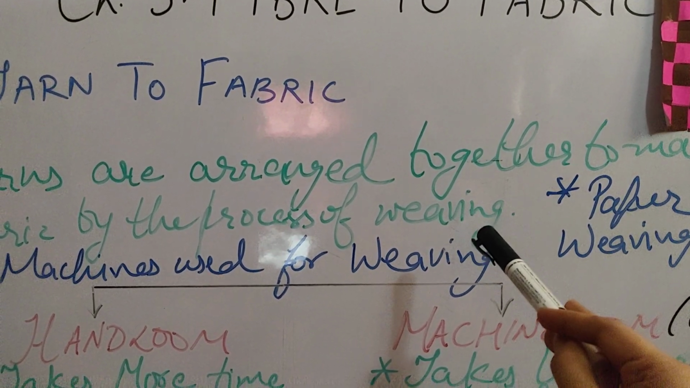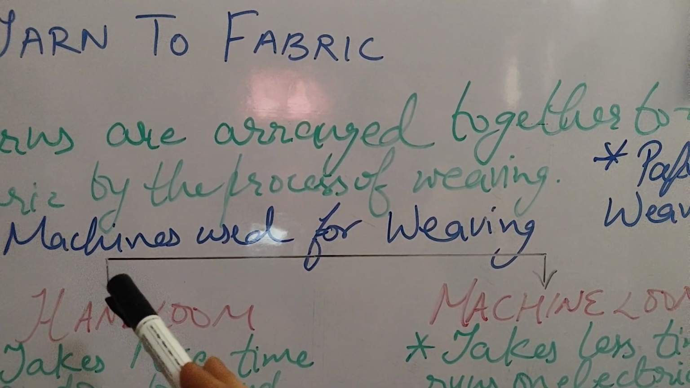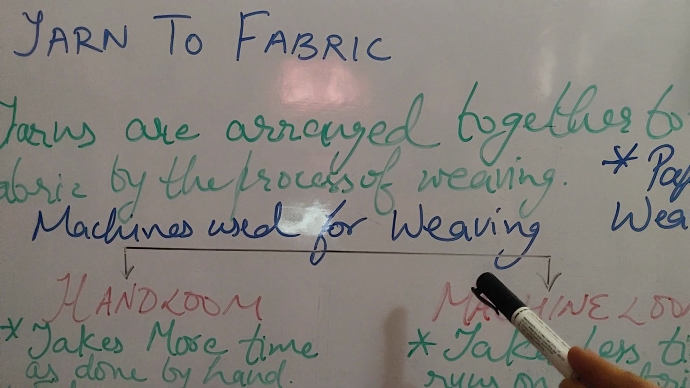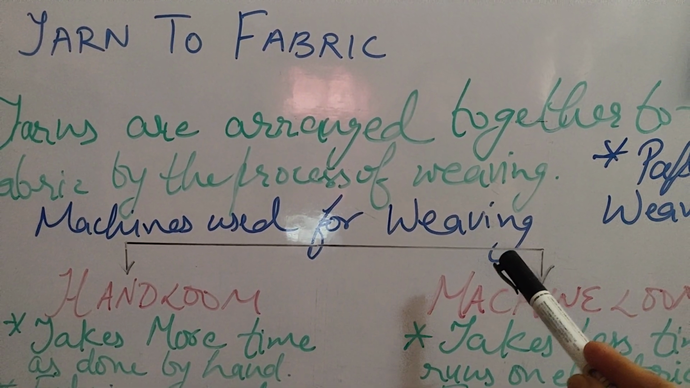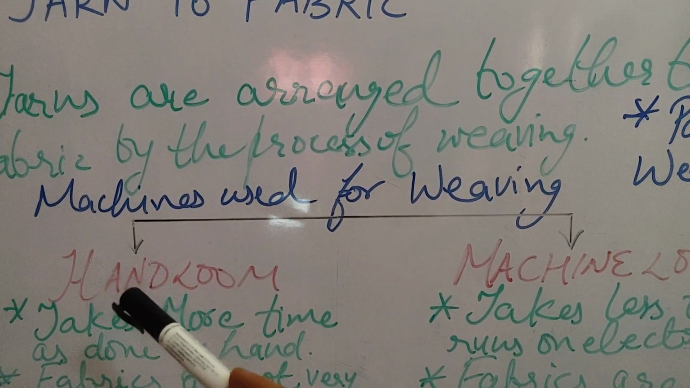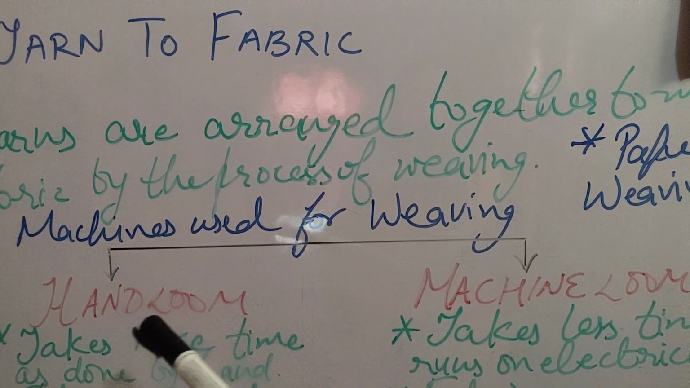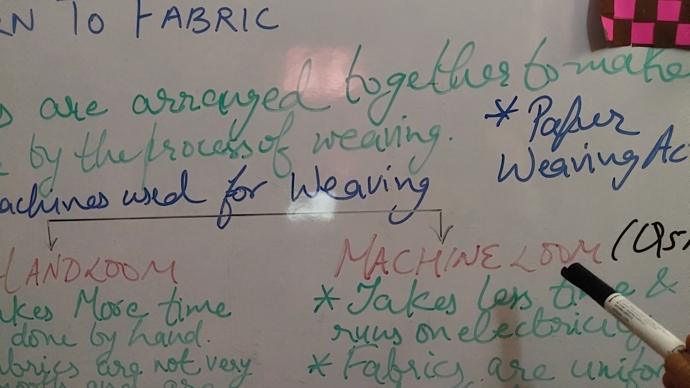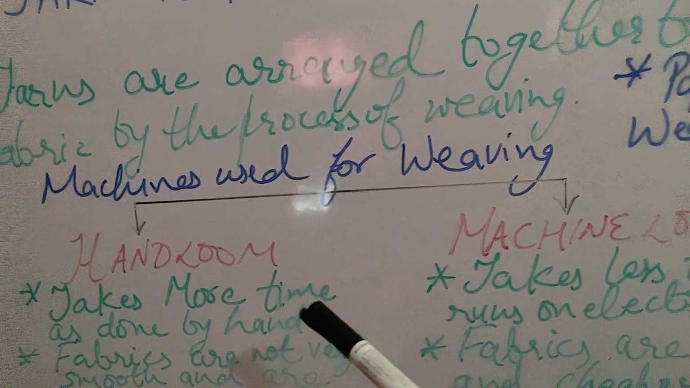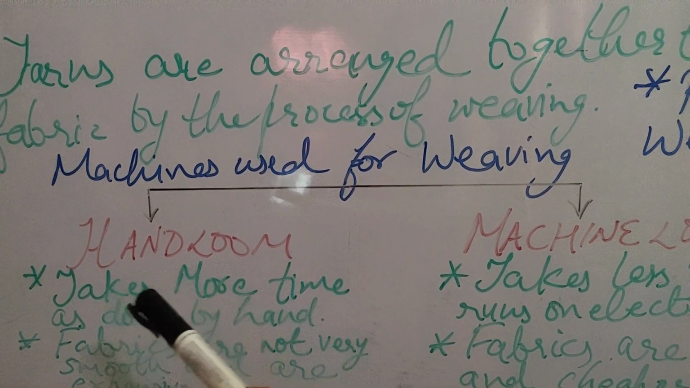Okay. Now which are the machines used for weaving? We will understand this. Machines used for weaving. You have two different types of machines: one is hand loom and another one is machine loom. In hand loom, you know students, it takes more time.